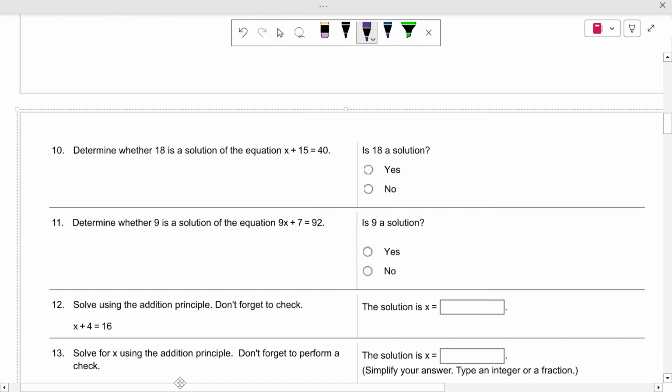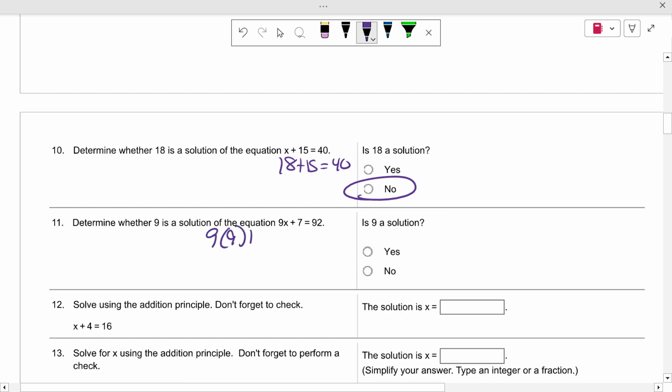Is 18 a solution of this? Is 18 plus 15 equal to 40? No. Is 9 a solution? Is 9 times 9 plus 7 equal to 92? Is 81 plus 7 equal to 92? No.